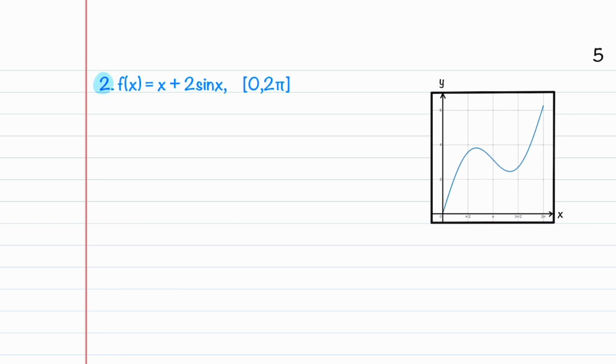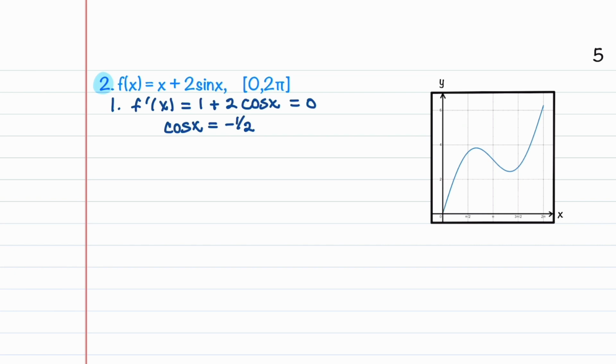In our second example, we are given the function f of x is equal to x plus 2 sine x, and we're also given that x is in the interval from 0 to 2 pi. I always like to do a trigonometry example because I think students always find these challenging. Our first step is to go ahead and take the derivative. We have f prime of x is equal to 1 plus 2 cosine x, and now we're going to set that equal to 0. So we get cosine x is equal to minus 1/2.